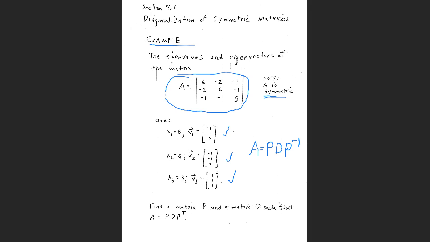When a matrix A is similar to a diagonal matrix, that means A equals P times D times P inverse. We say that the matrix A is diagonalizable. So would this matrix A be diagonalizable? Can the matrix A be written as P times D times P inverse?